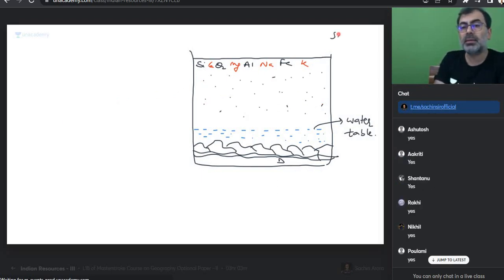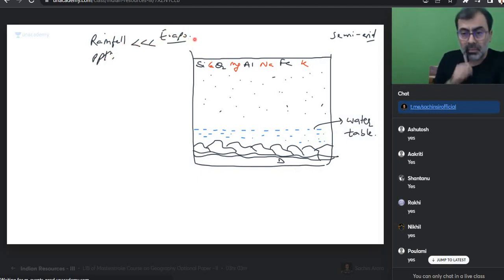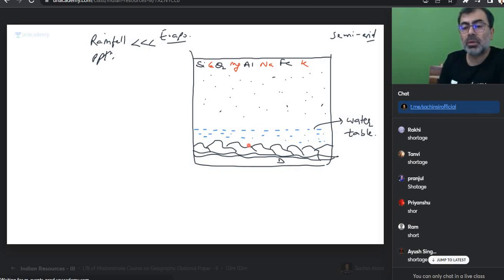Now this is a semi-arid area. Semi-arid area means precipitation is much less than evaporation. Is it an excess of water or shortage of water? Shortage of water. What will happen? The groundwater will start moving up. Why will the groundwater start moving up?